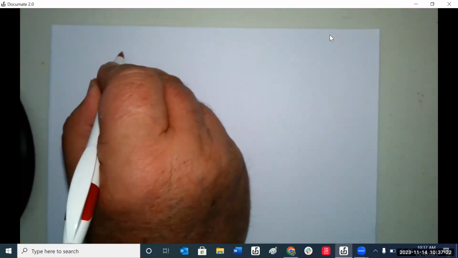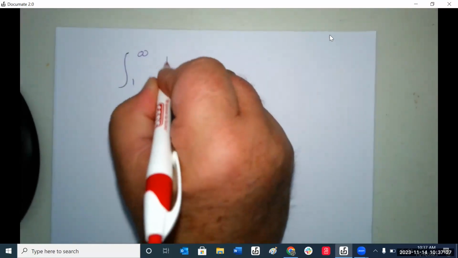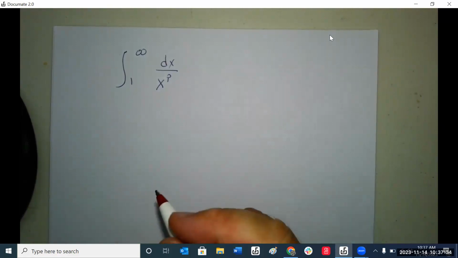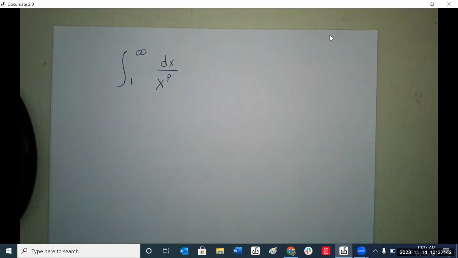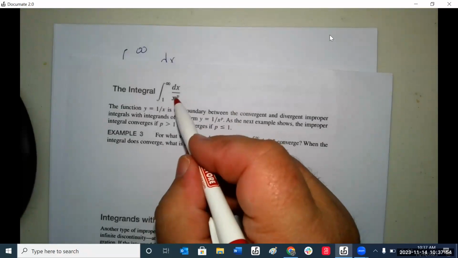Next, let's look at this type of function, a function raised to some power p. How would we approach this from now? Let me see, that one is example 3. So we're looking at this type of integral.